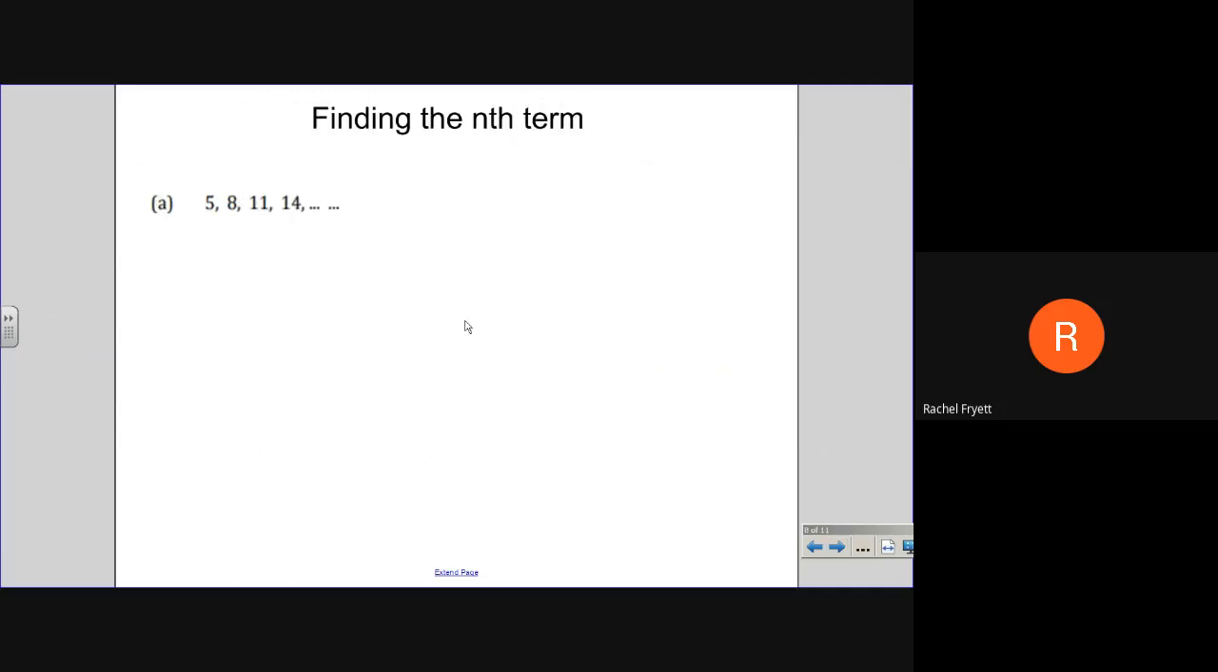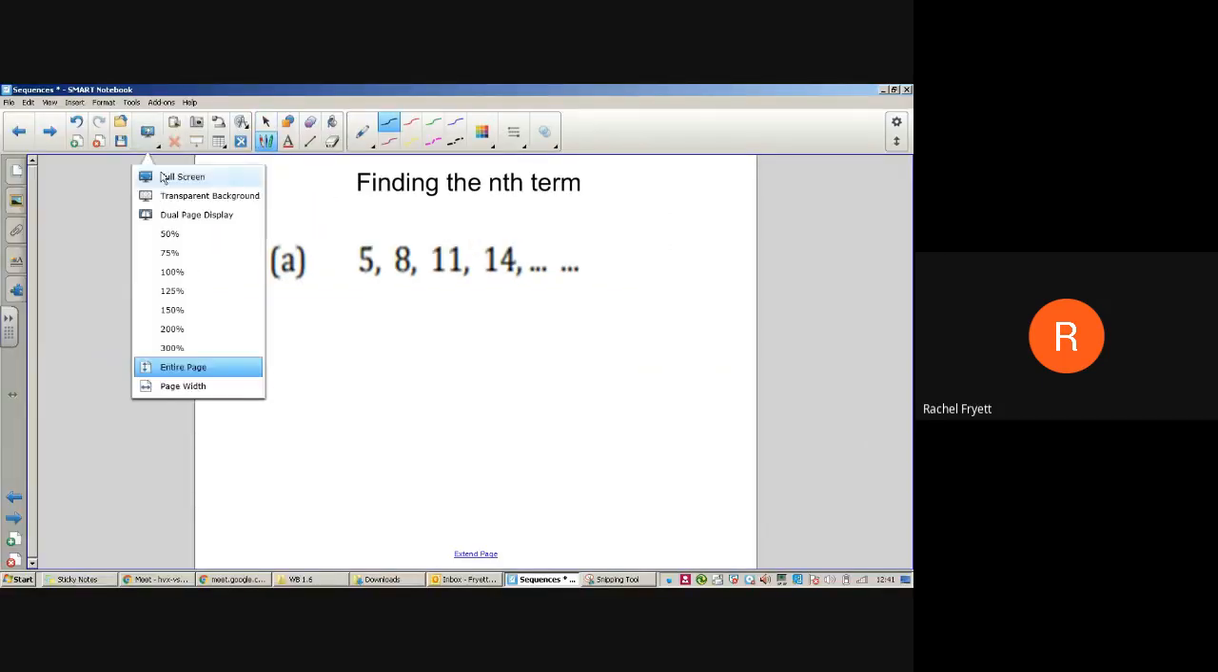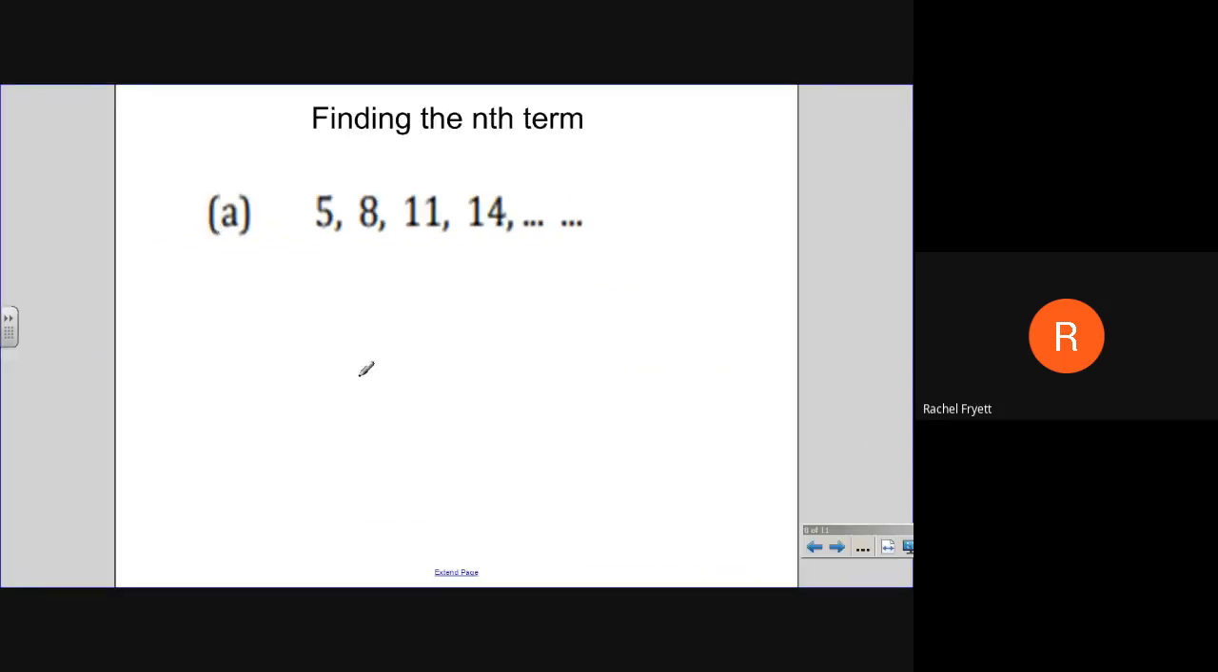Okay, so the last thing I'm going to go through is finding the nth term. I'm going to make this super big so I can write on it. So we're given a sequence, we want to find this rule. Now we always start by figuring out what it's going up in. So here it's going up in 3s. I'm going to check all of them to make sure it's the same. There are sequences where it changes, so this is why it's important to check. So we're adding 3 each time.